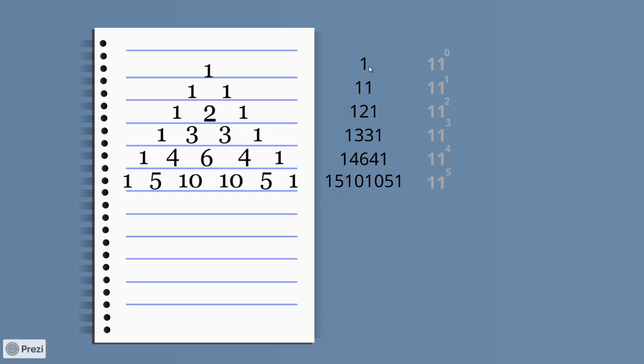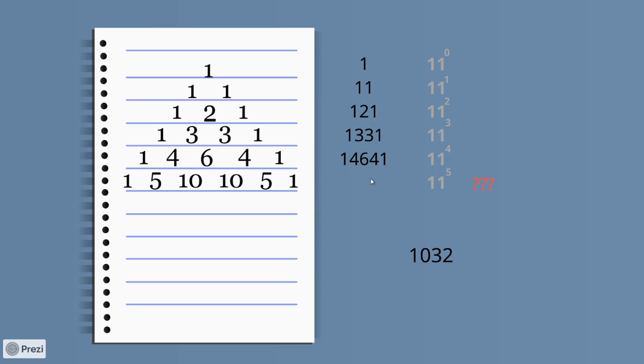11 to the power 0 is 1, 11 to the power 1 is 11, 11 squared is 121, 11 cubed is 1331, 11 to the power 4 is 14641. Oh wait, but here there is an issue. 11 to the power 5 is not 1510 1051. So is it a problem with Pascal's triangle, or are we looking at it in the wrong way? So let us see.